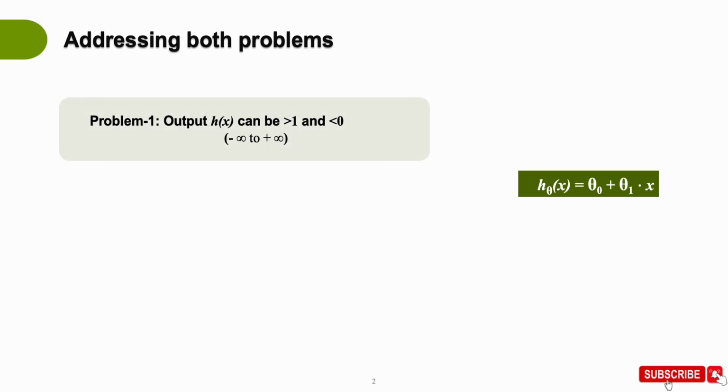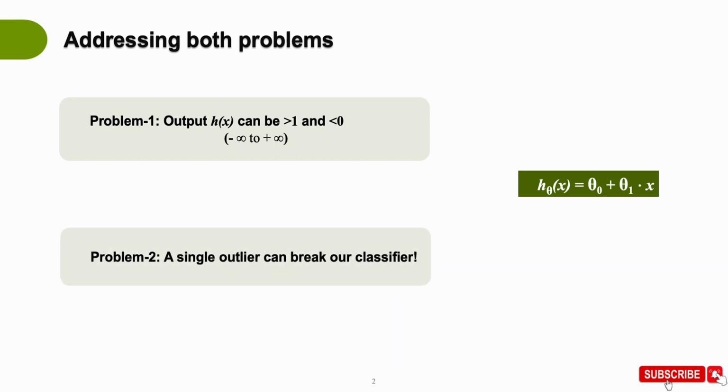Before we address these problems, let's have a quick recap of both of these. The first problem was that our output was not bounded. We wanted a binary outcome, or at least an outcome in a range so that we can convert it into a binary outcome, right? But so far the output has been in the infinity range. It can range from minus infinity to plus infinity. And the second issue was that even a single outlier can break our classifier, right?